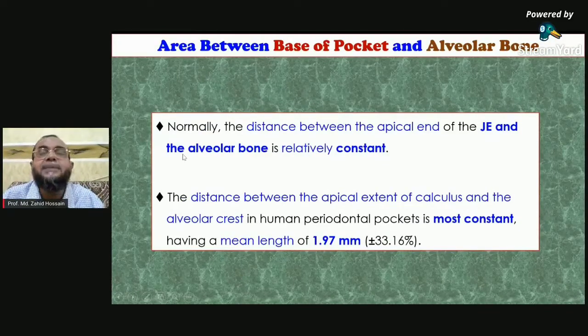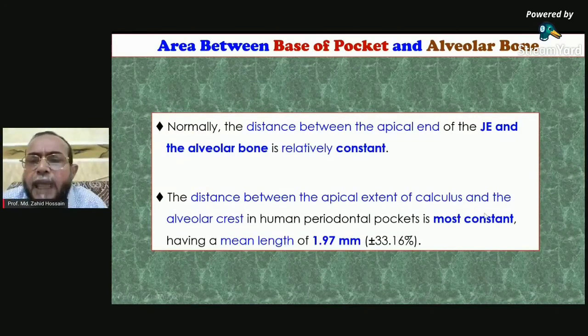Normally the distance between the apical end of the junctional epithelium and the alveolar bone will be constant. Usually in normal cases, in the radiograph we think the junctional epithelium is at the crest of the alveolar bone, and it stays static the whole life. Maybe there is tissue loss, maybe bone loss, maybe recession, but usually the junctional epithelium and the crest of the alveolar bone keep a constant distance.